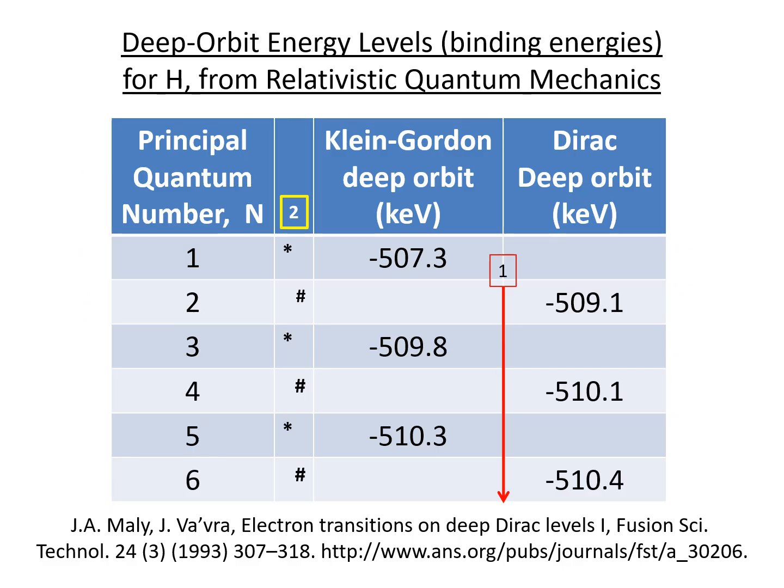Our starting point is the deep orbit energy levels for hydrogen from relativistic quantum mechanics. Relativity gives the standard levels plus new ones, including those close to the electron mass energy of 511 keV. These values are from the excellent paper by Molly and Vavra in 1993. The relativistic Schrödinger or Klein-Gordon equation is for spin-zero particles, and the Dirac equation is for the spin-1/2 particles.